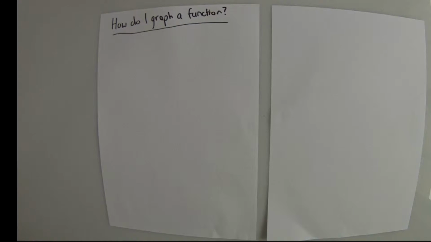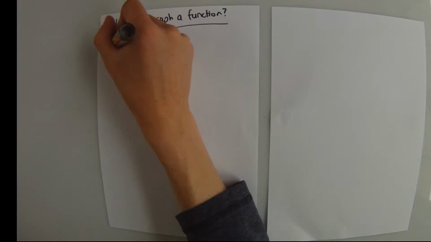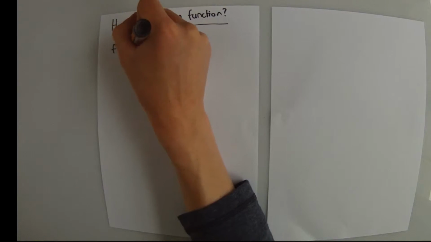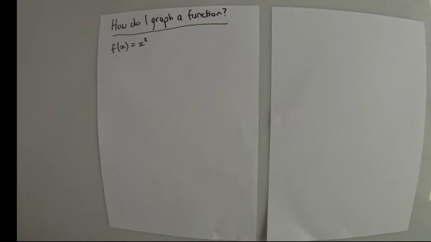Alright, hey guys, so today we're going to be going over how do I graph a function. By now we know what a function is. It transforms some input into an output. At the moment it's kind of just a set of numbers that we don't really know what it does, but we can transform it into a tangible visual object so that we can see what it does. For example, if we take the function f of x is equal to x squared.